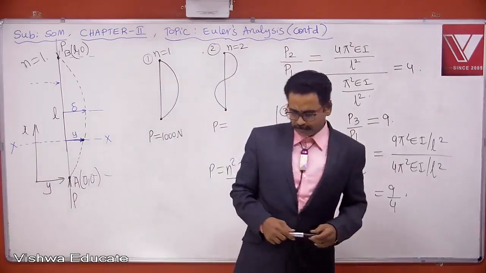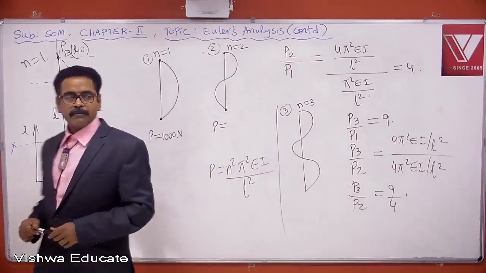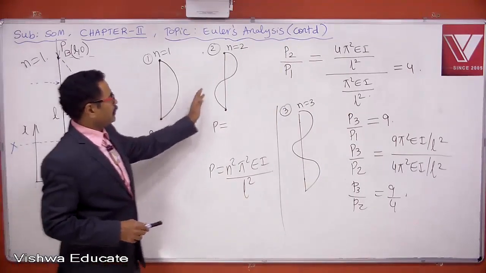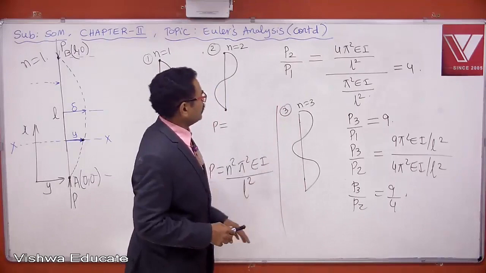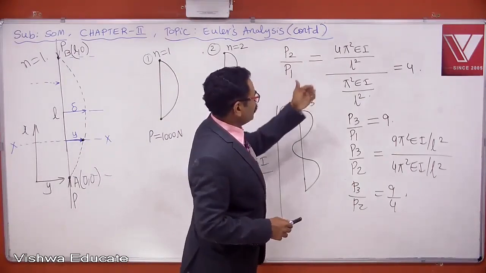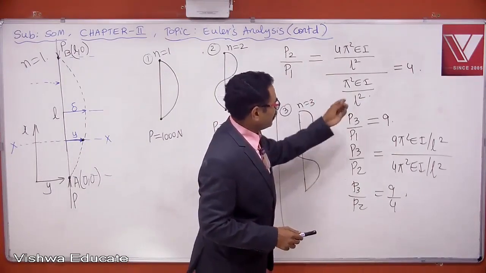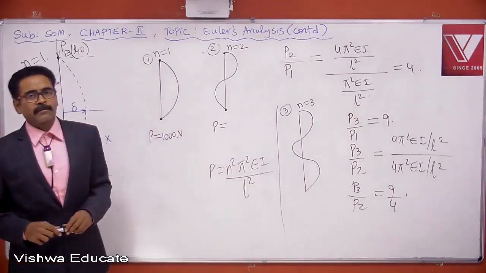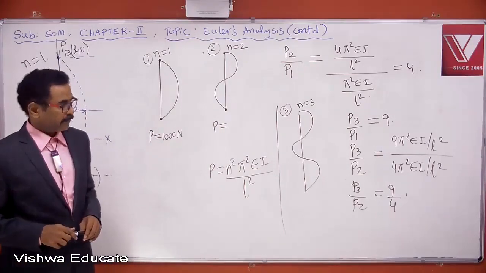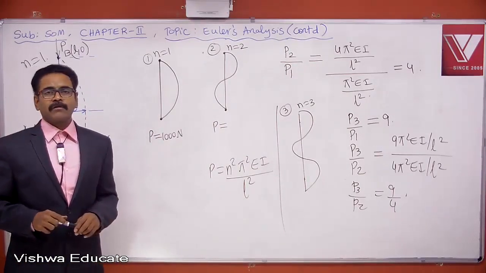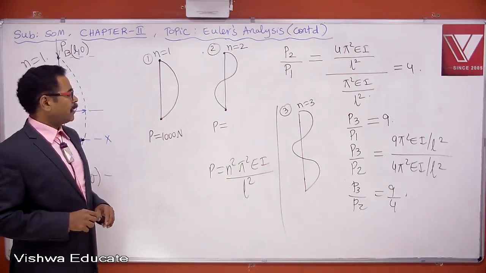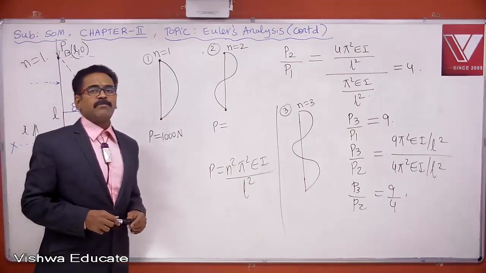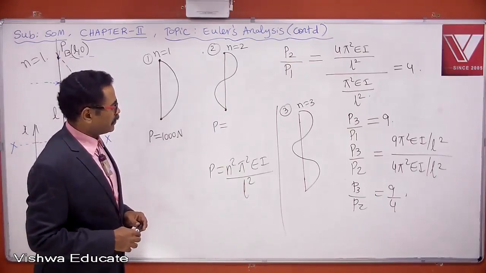Please copy. First copy this. This is 1. This is 2. This is 3. First, what is P2 by P1? 4. What is P3 by P1? 9. What is P3 by P2? 9 by 4. Please do all these things. That P2 by P1 question already came. In coming GATE exams, they may ask you what is P3 by P1 or P3 by P2.